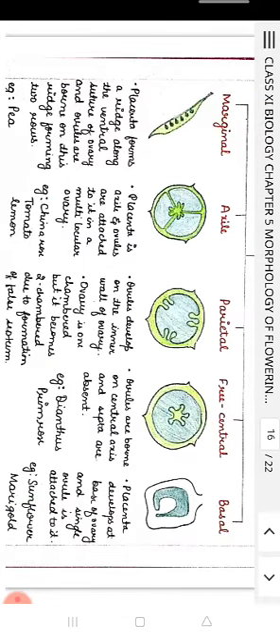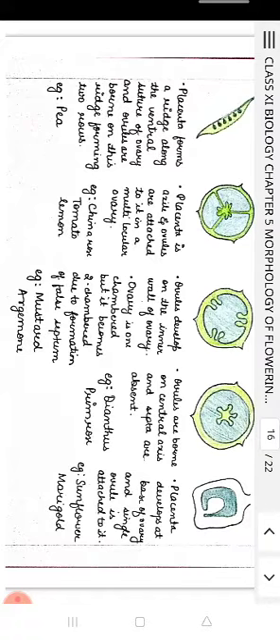Now, basal placentation. What is the meaning of basal placentation? The placenta develops at the base of the ovary and a single ovule is attached. The main point is that a single ovule is attached to it. For example, sunflower and marigold.